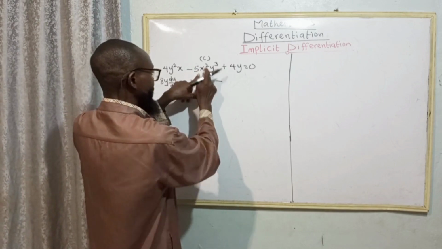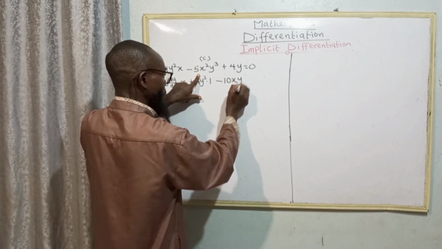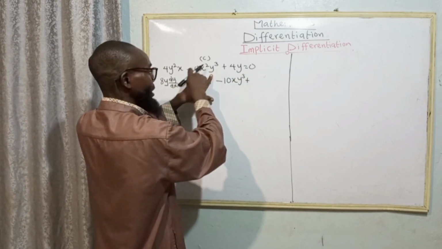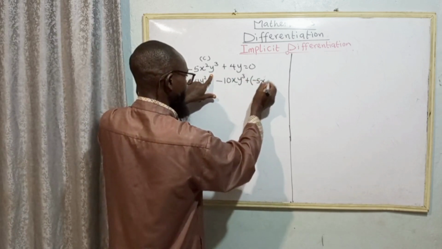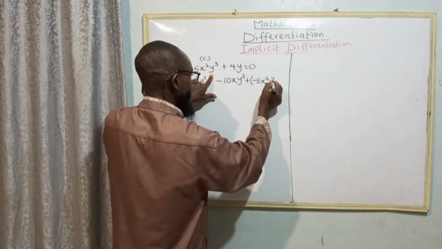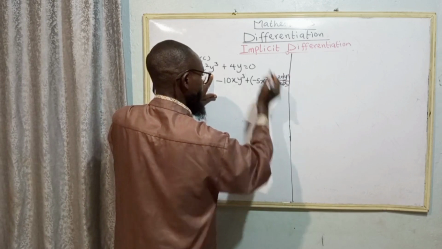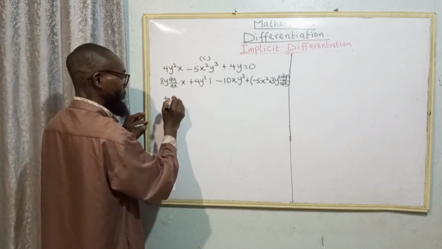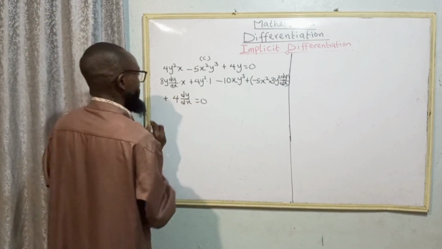Now, we want to differentiate this. 2 times 5, we have 10x. Then you put your y cubed. Plus, we want to differentiate this one. This remains the same, which is, let's say, open bracket, minus 5x squared multiplied by, if you differentiate this one, we have 3y squared dy/dx. We have left this one. Then to this one, plus differentiating this one, we have 4 dy/dx equals 0.